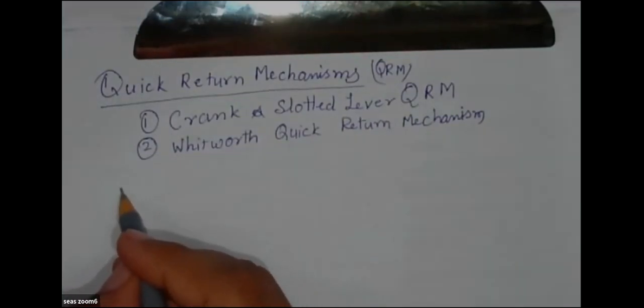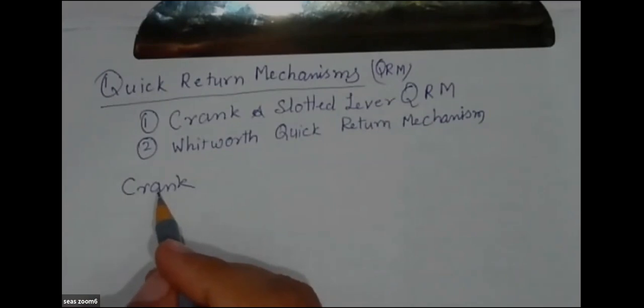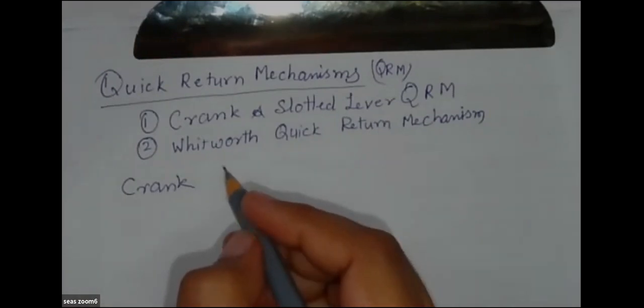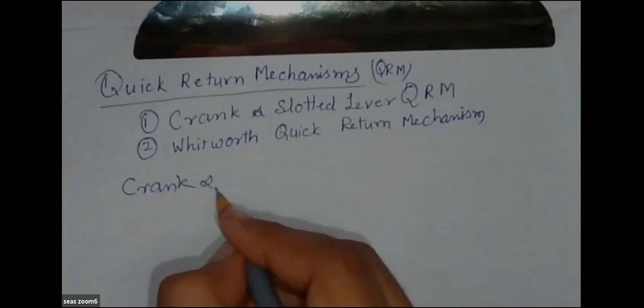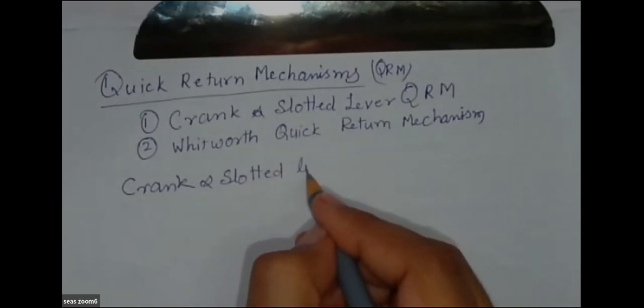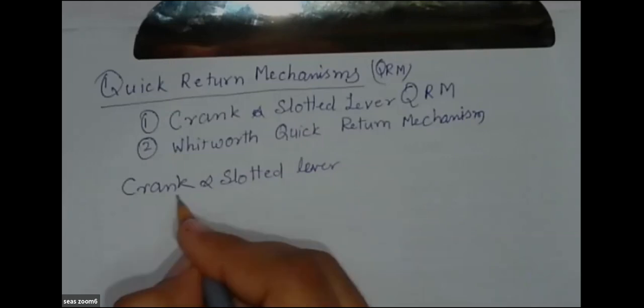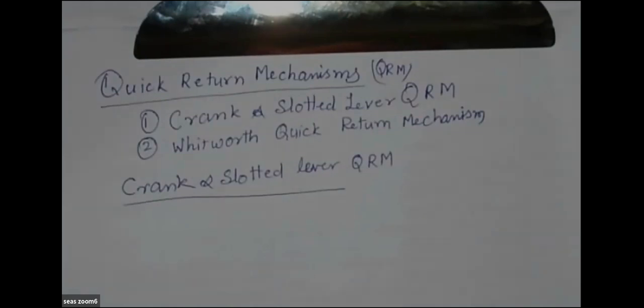So the crank and slotted lever quick return mechanism is very commonly used in all these manufacturing machines or other machines where cutting is the primary requirement, where a useful forward motion is required. In this crank and slotted lever quick return mechanism, there are two pivotal points, that is the crank point and this is the fixed point for the slotted lever.